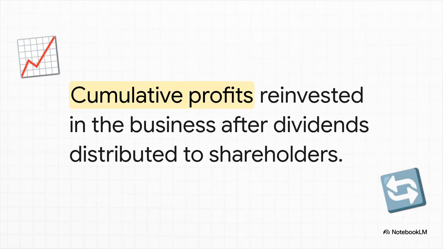Now here's a truly fascinating metric: retained earnings. This represents the cumulative profits reinvested back into the business after dividends are distributed to shareholders historically. Why does this matter so much? Because retained earnings act as a critical bridge. It's the living memory of the company's past successes, showing you exactly how much historical profit has been locked back into the company to fuel future value, rather than just being handed out to investors.